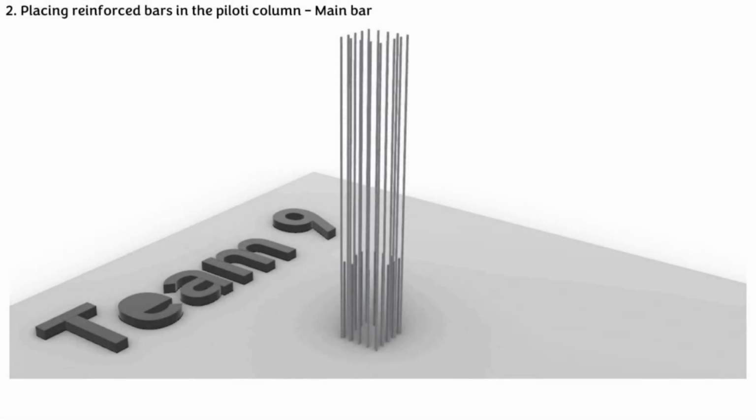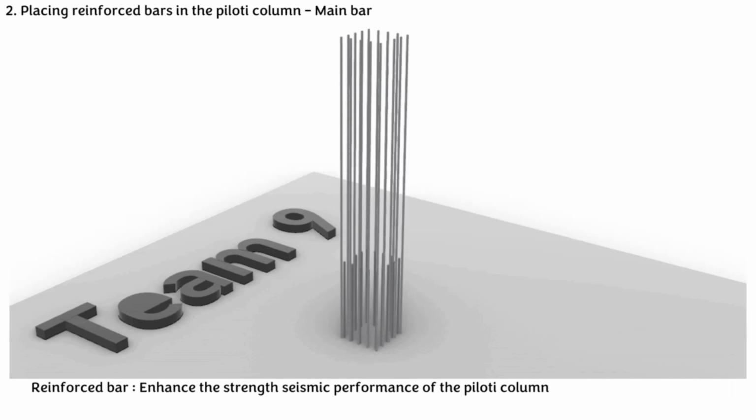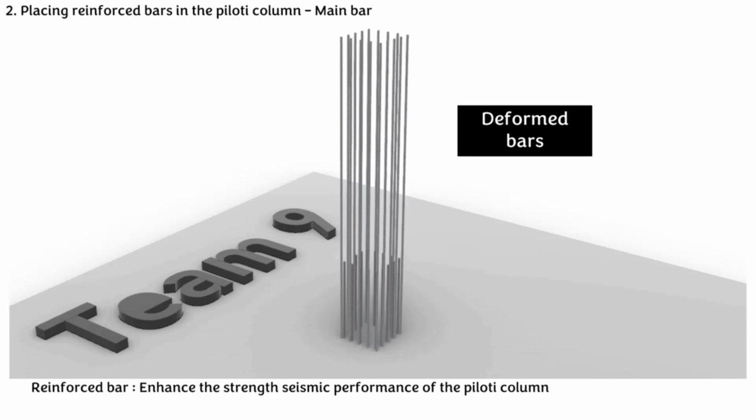Next, reinforced bars are placed inside the PLT columns. The reinforced bars have a role in enhancing the strength and seismic performance of the PLT columns. Depending on the planning, reinforced bars are placed at appropriate diameters and spacing, and the length of the reinforced bars is adjusted according to the height of the PLT columns. To address the issue of concrete and reinforced bars being different materials, deformed bars are primarily used. Placing the reinforced bars is crucial, so we will explain it in more detail.